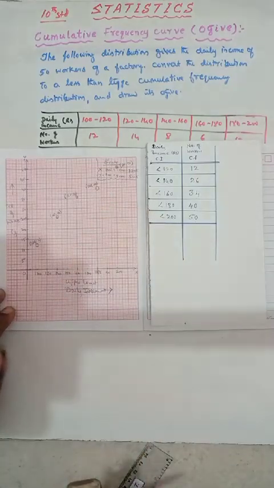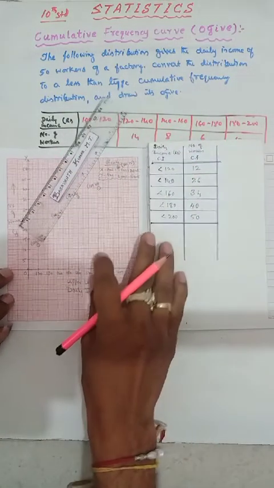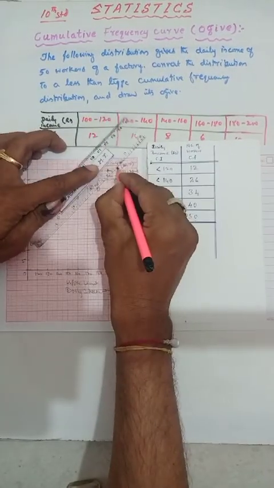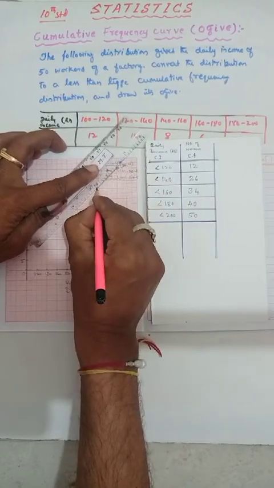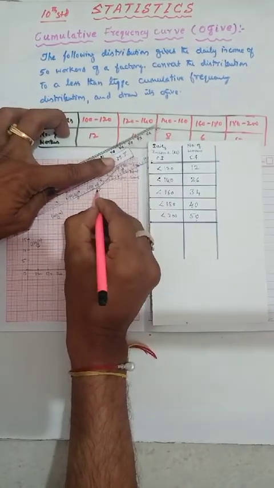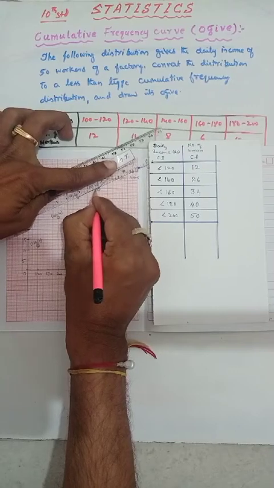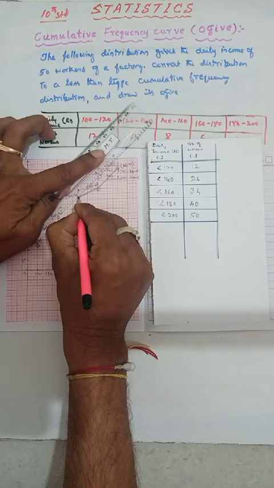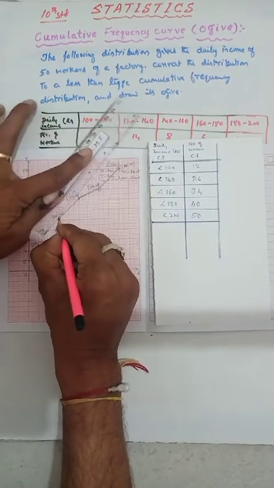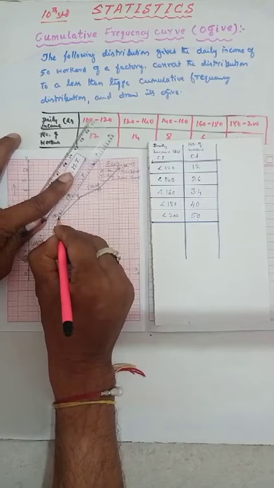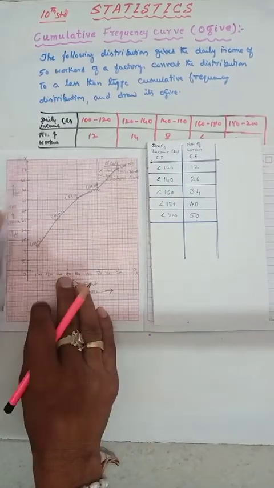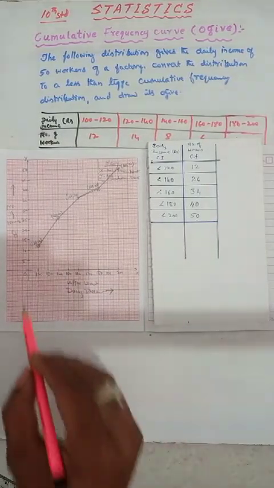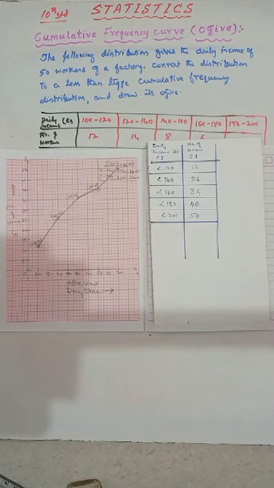Now join these points with the aid of a smooth curve, and you will get an S-shaped curve. Join them with the aid of a scale without shaking it, so you will get a wonderful S-shaped curve. Draw a smooth curve and don't overlap it. So this is the ogive, the less than type of ogive.